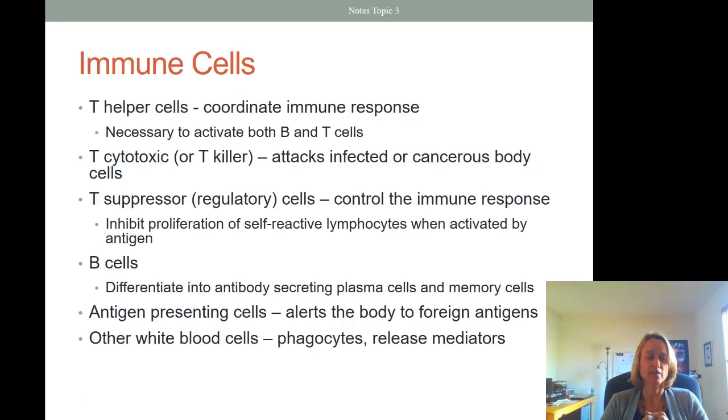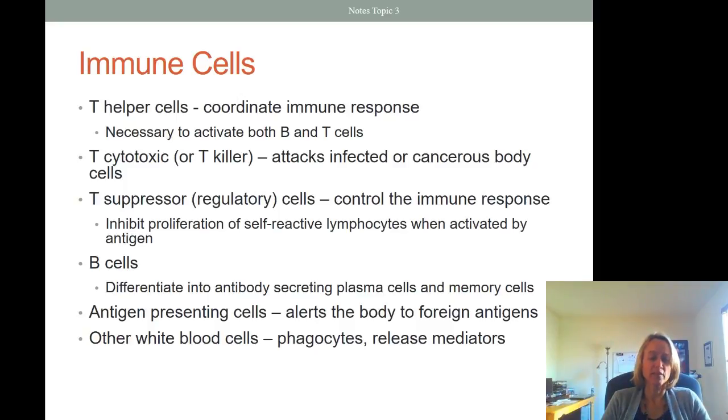The T suppressor cells are regulatory cells that control the immune response. They're going to inhibit the self-reactive lymphocytes so that we don't cause too much damage to self-tissues. B cells, once again, differentiate into the antibody-secreting plasma cells, as well as memory cells that stay in the body for a long period of time.